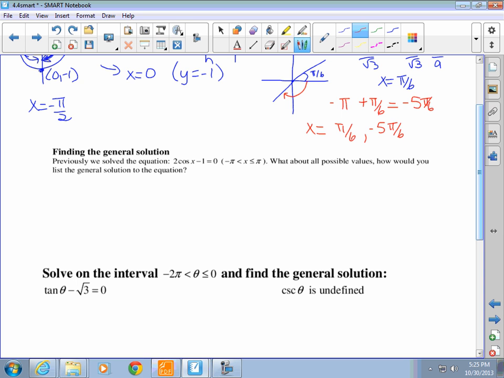Okay, finding general solutions. It says previously we solved the equation 2 cos x minus 1 is equal to 0. What about all the possible values? How would you list the general solution to this equation? So we put the restriction in here. But what happens if it says list all the possible values? How would you find that answer? So our solution to that one, that was the first one on the second set of examples, was x is equal to pi over 3 or negative pi over 3.